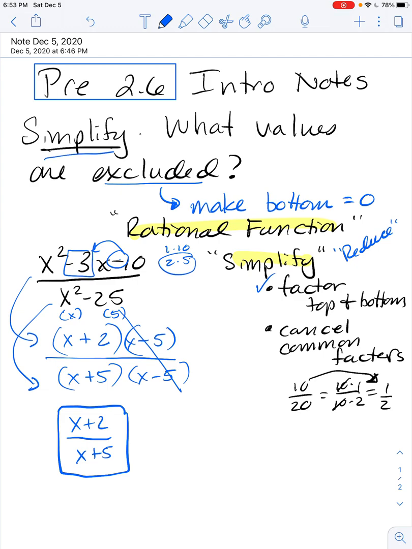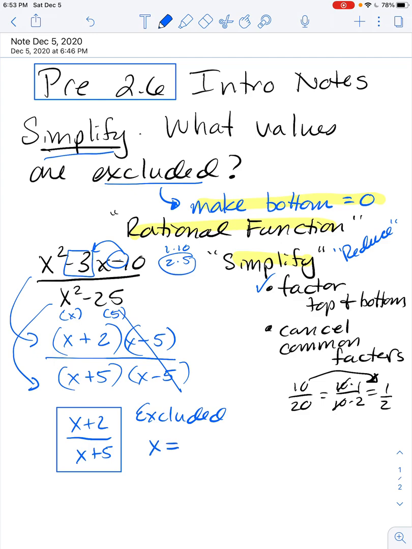So that's the first thing. That's really all you have to do on the worksheet practice for today. But I want you to start thinking about what would be excluded. Excluded is x values that you can't use because, like I said up here, they make the bottom 0. And you have to do that before you're canceling, or at least look at both options.